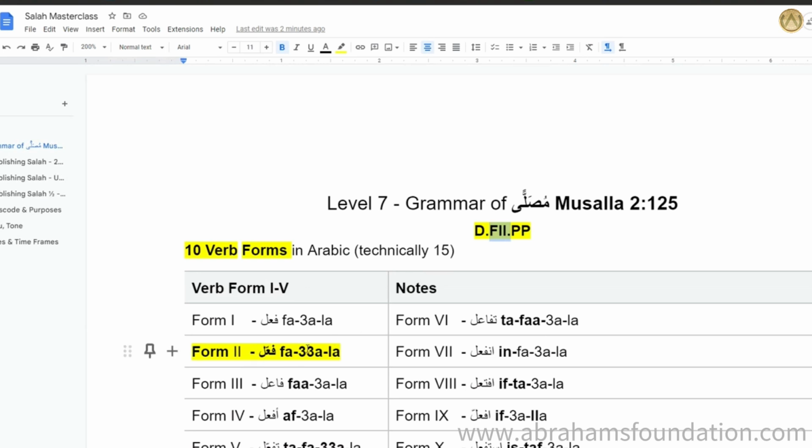فعّل. Yeah, right here. Because of what? It has shadda on the lam. It's doubled. There are two ayns, but you don't see it. Here are two lams. Okay? In form 2. Why is it defective? The last letter is alif maqsura. That also shows it is past tense. And why is this a passive participle?